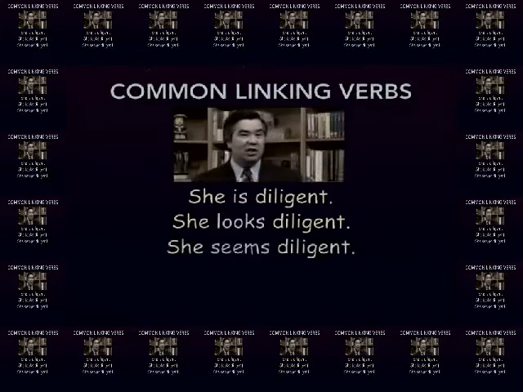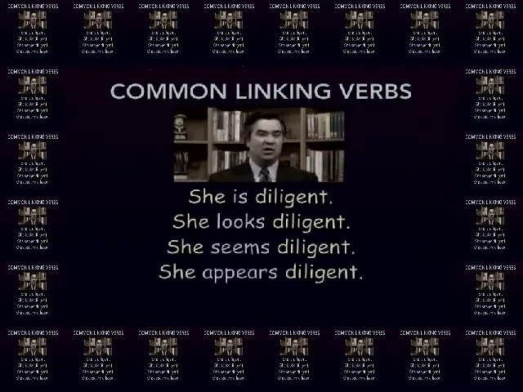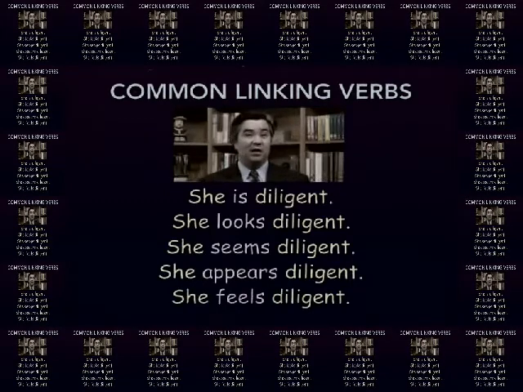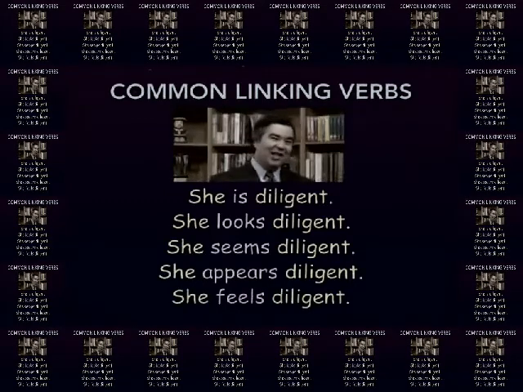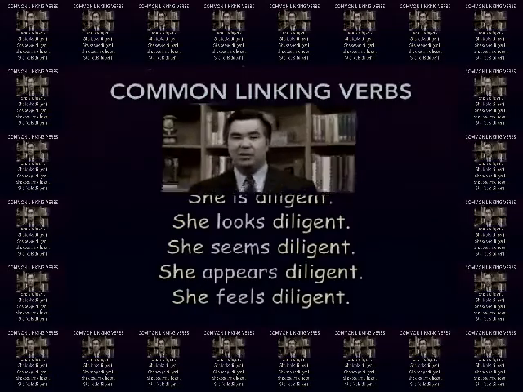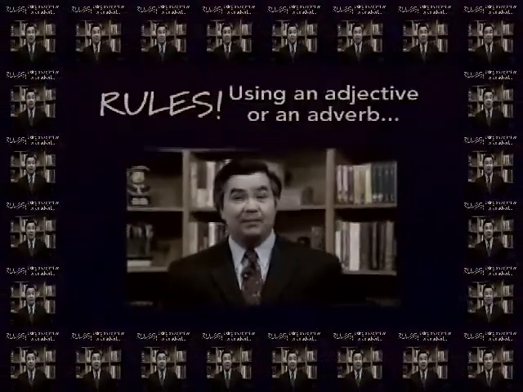She seems diligent. She appears diligent. She feels diligent. All of these are linking verbs. They're all describing something that she is rather than something that she does. And therefore, the adjective diligent is correctly used. Now, there are a couple of specific modifying words in English that can be tricky because of adjective and adverb confusion. And we'll take the next few moments of this lesson to explain the rules for using these words correctly.